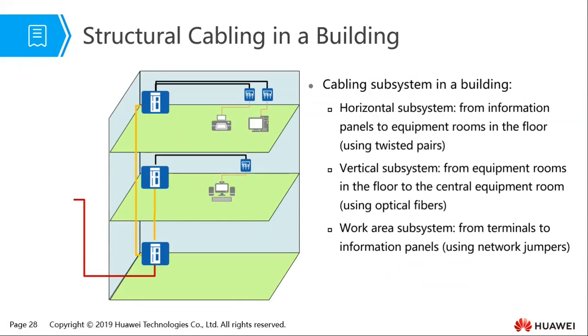So let's look at the structural cabling in a building. Please remember this. The cabling subsystem in a building can be a horizontal or a vertical subsystem. We have horizontal and vertical. So you see here, we have a building that has 3 floors: ground floor, first floor, and second floor. These particular cables that are interconnecting these switches at different floors is what we call a vertical subsystem. So it moves from equipment rooms in the floor to the central equipment room.